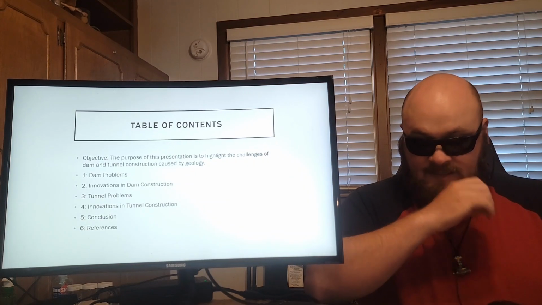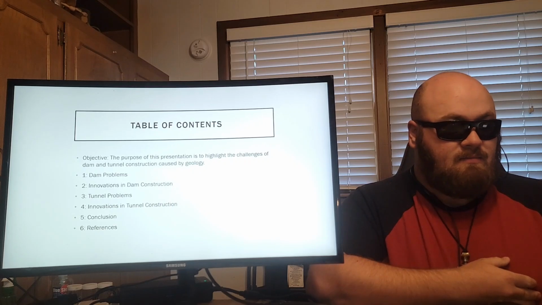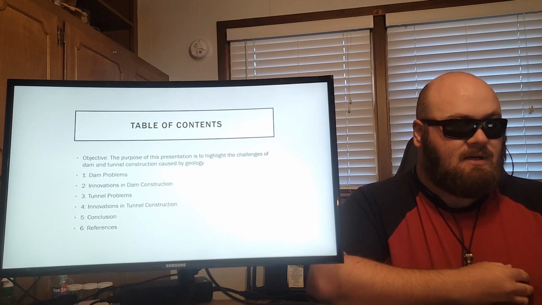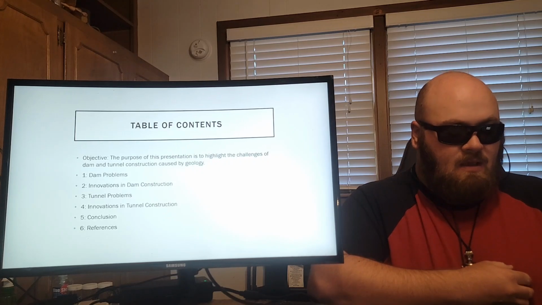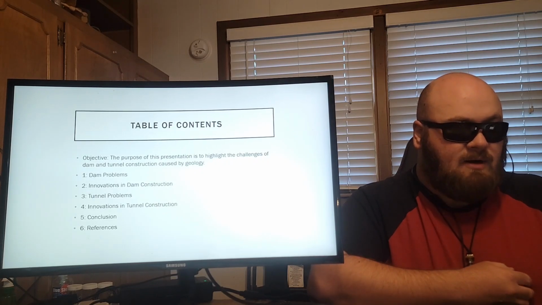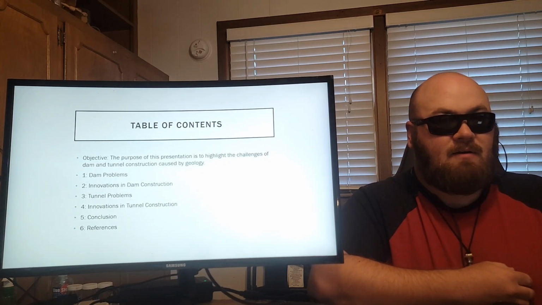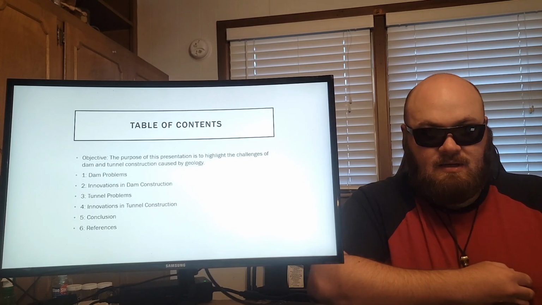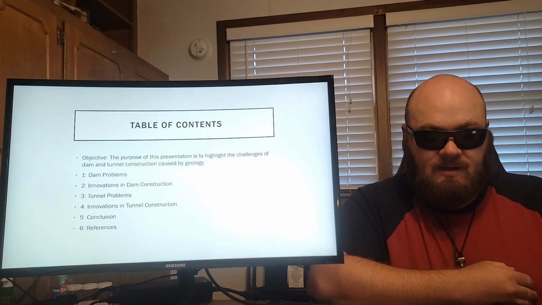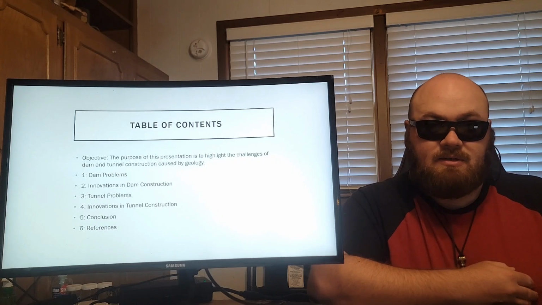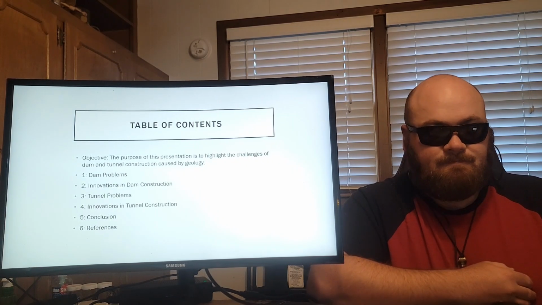First is the table of contents. I will be covering over in this presentation the challenges of dam and tunnel construction caused by geology. First, I will be touching on dam problems. Second, the innovations in dam construction. Third, tunnel problems. Fourth, the innovations in tunnel construction. And then finally, my conclusion and my references.